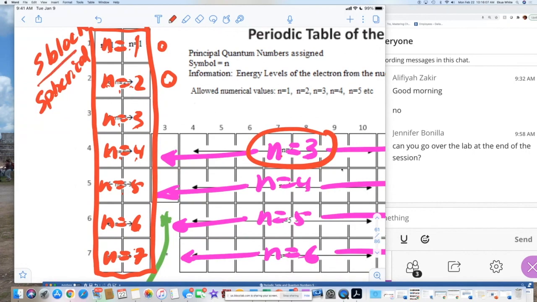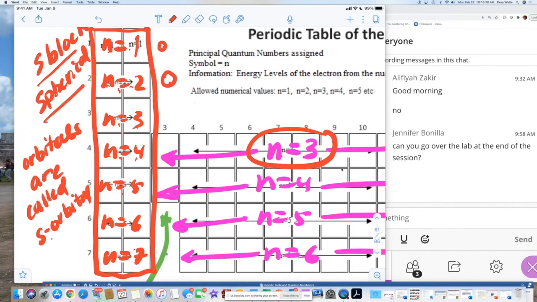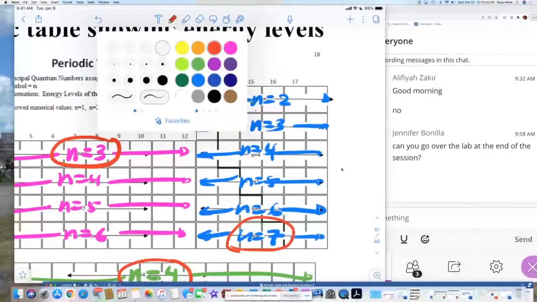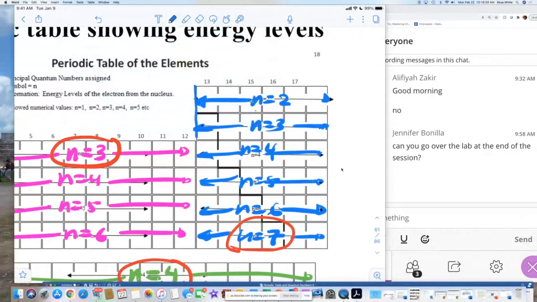Now that I'm done with the S block, remember all of these orbitals here are called S orbitals. They're all round, right? Or spherical. And these are the energy levels. Now we're moving on to the p orbitals. The blue part is the next part. This is the group of p orbitals.